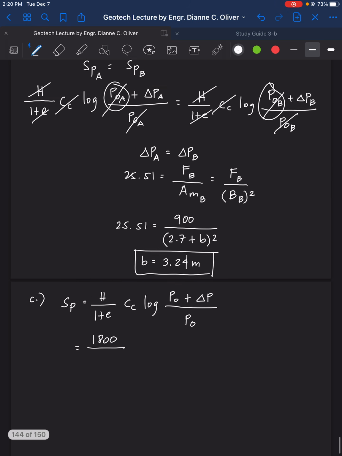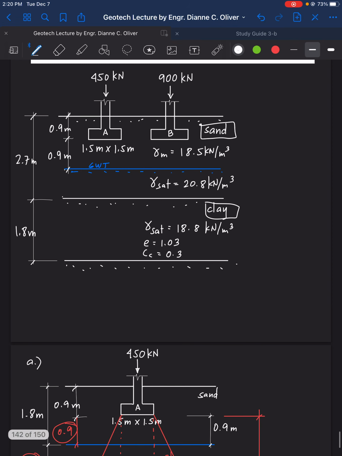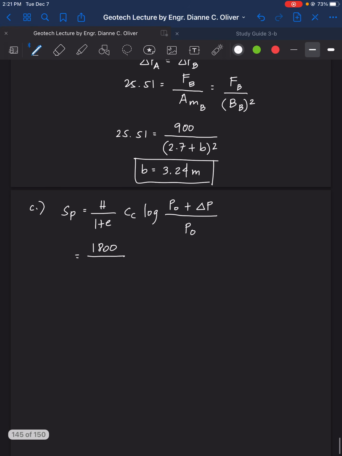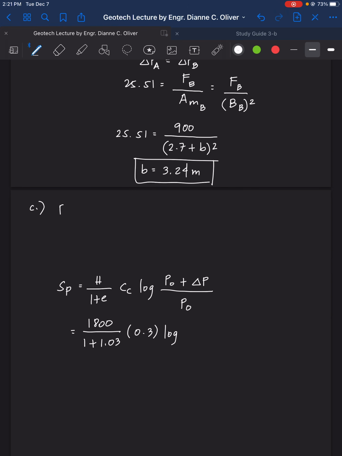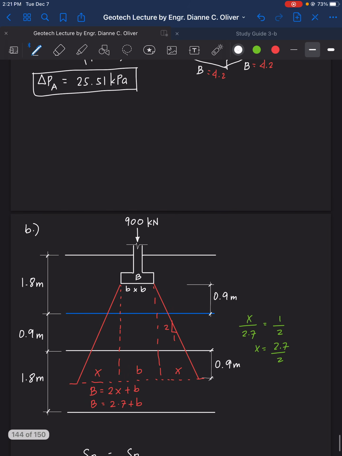What's the E of the clay layer? Again, let's go back. E is 1.03 and the CC is 0.3. So 1 plus 1.03, CC is 0.3, log of P sub O. So what is our P sub O? Therefore, we need to solve for P sub O first. We don't have P sub O yet. So again, P sub O or the overburden pressure of A and B is the same.